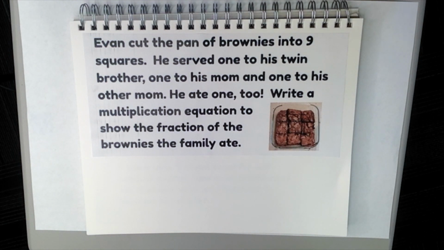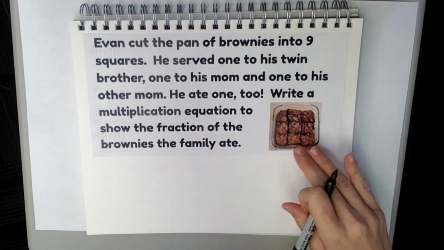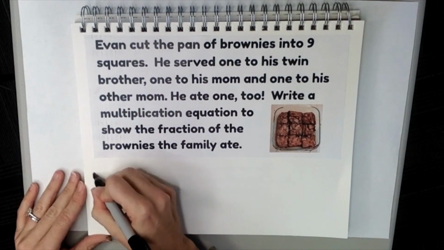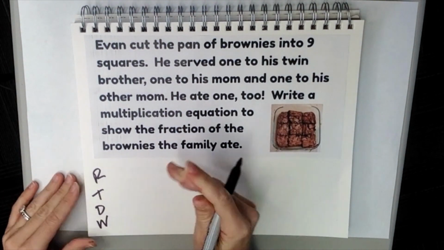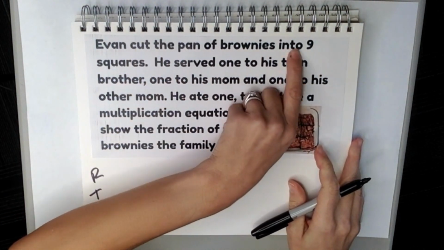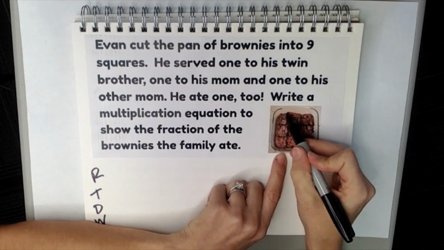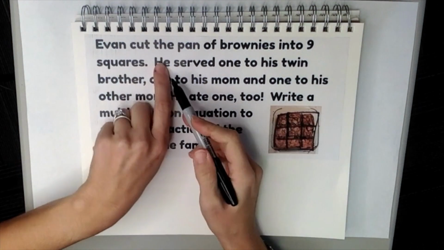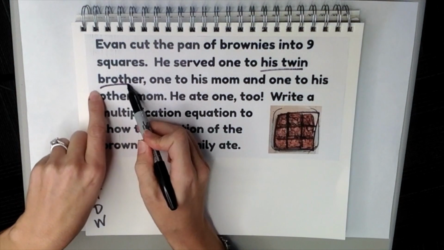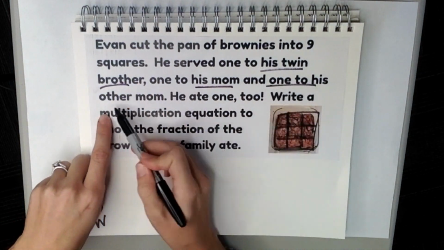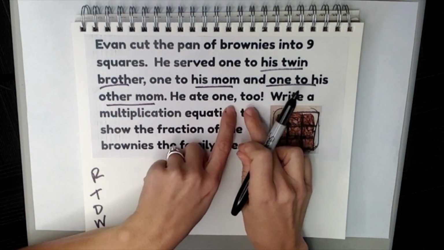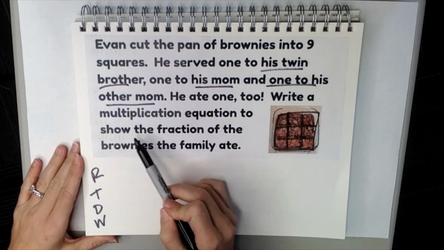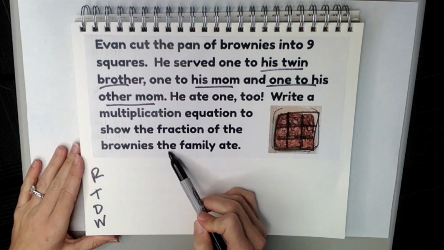This is my favorite kind of fraction problem, one with food, especially brownies. Okay, let's RTDW. Evan cut the pan of brownies into 9 squares. Oh, just like this. I see 9. He served 1 to his twin brother, 1 to his mom, and 1 to his other mom. He ate 1 too. Okay, brownie party. Write a multiplication equation to show the fraction of the brownies the family ate.